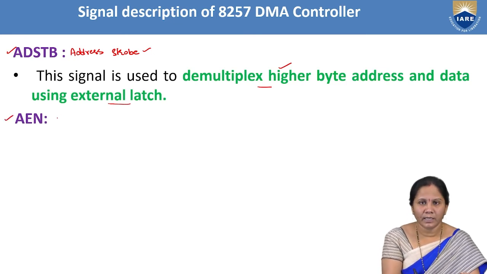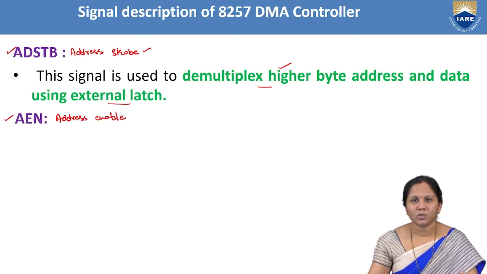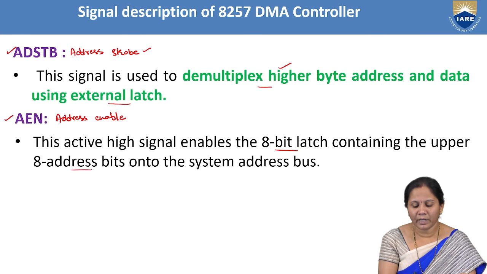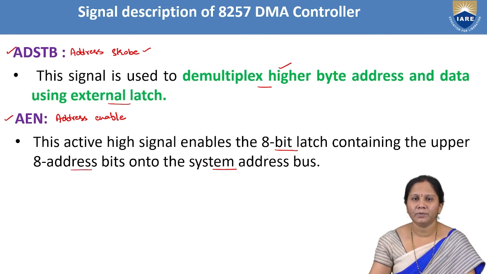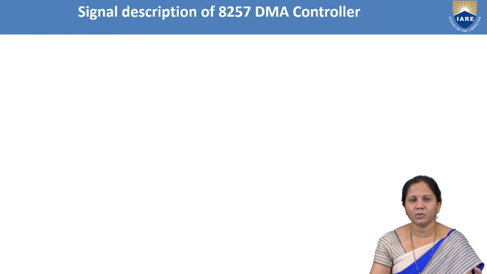So this is AEN. It represents address enable. When the signal is enabled, the 8-bit latch containing the upper 8 bits is placed onto the system address bus. AEN can also be used to disable other system bus drivers during DMA transfer. So this AEN signal is also used to demultiplex the address and data lines.